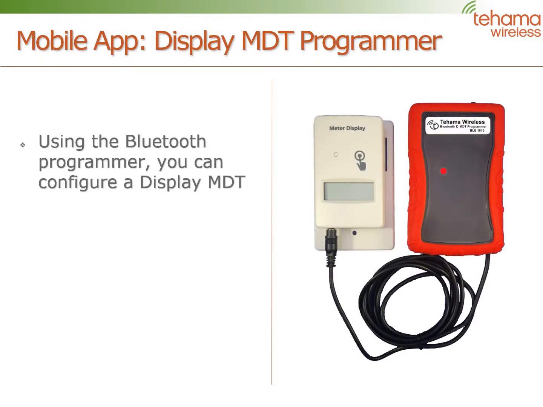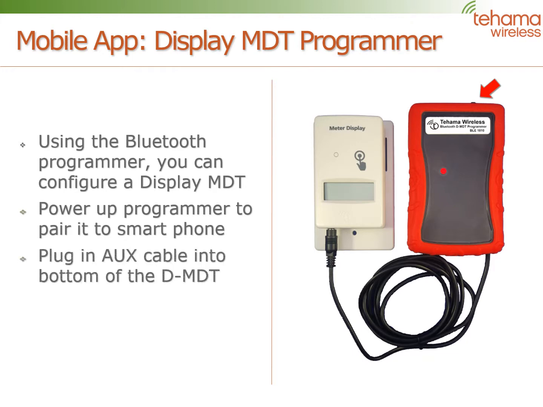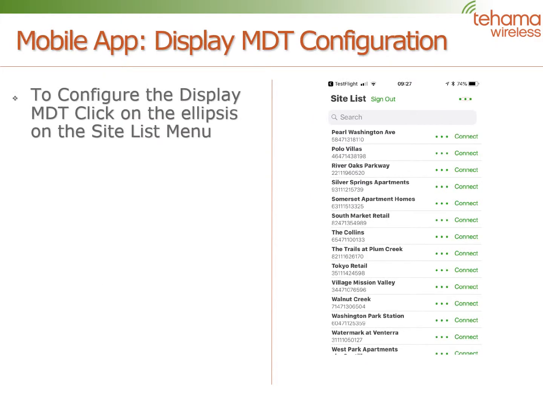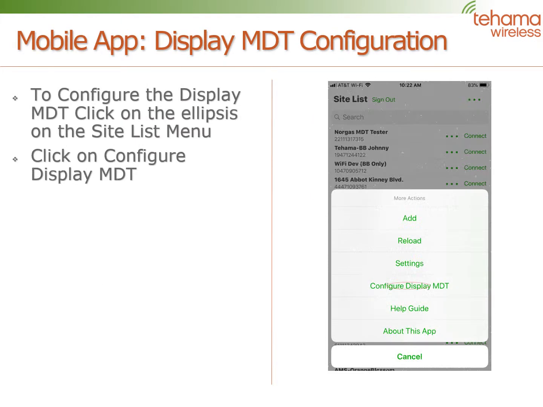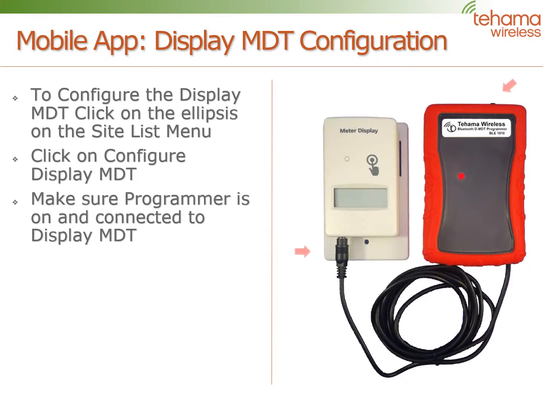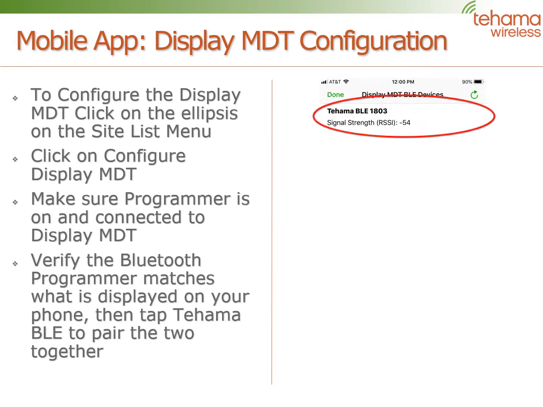Using the Bluetooth programmer, you can configure a display MDT. You will first need to pair the programmer with your smartphone. Do so by powering on the programmer and plugging the data cable into the bottom of the display MDT. From the Site List menu, click on the ellipsis, then tap on Configure Display MDT. Double-check that the programmer is on and plugged in, and verify that the programmer matches what is displayed on your phone. Then tap Tehama BLE to pair the two together.